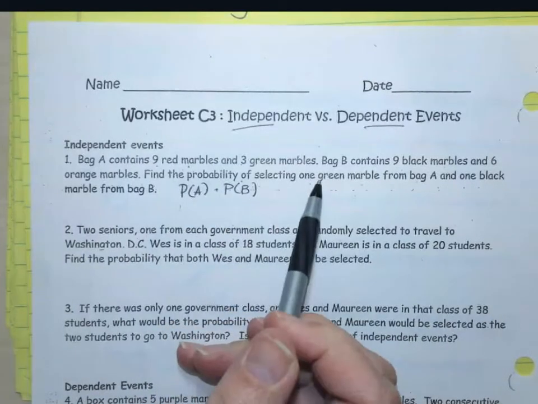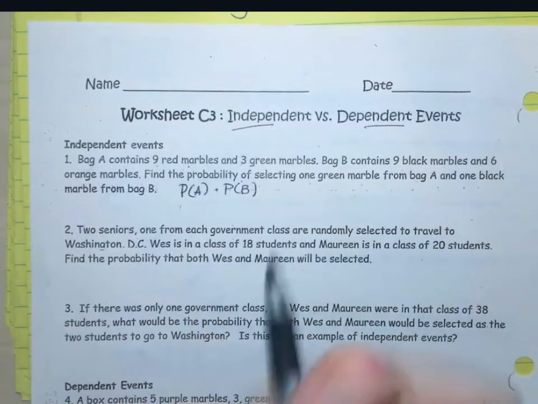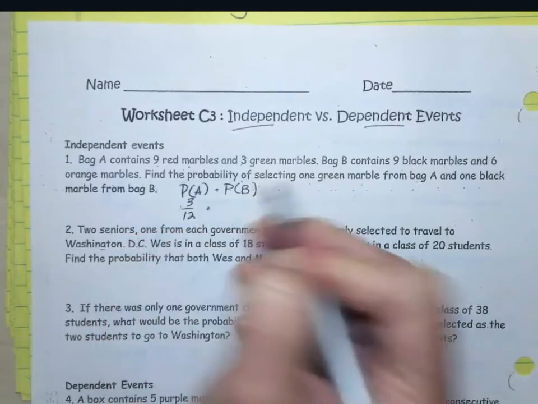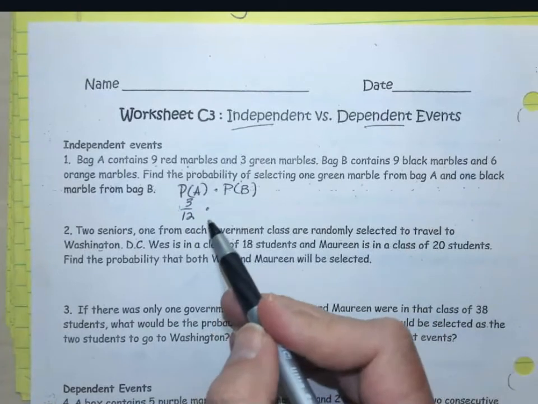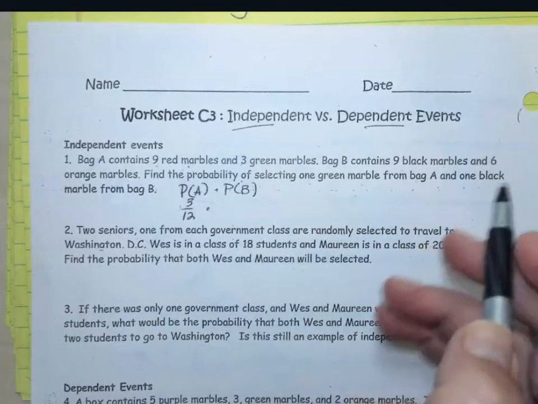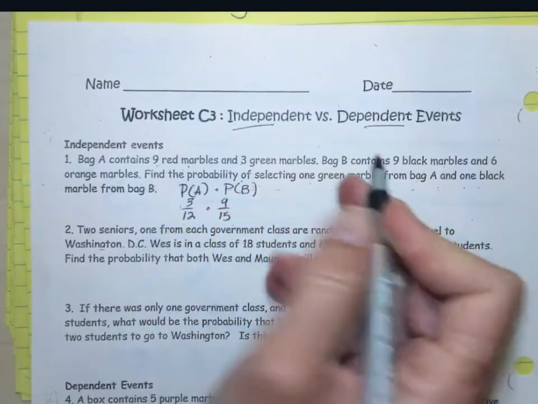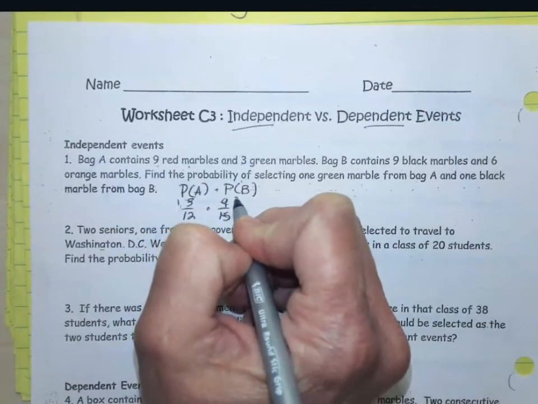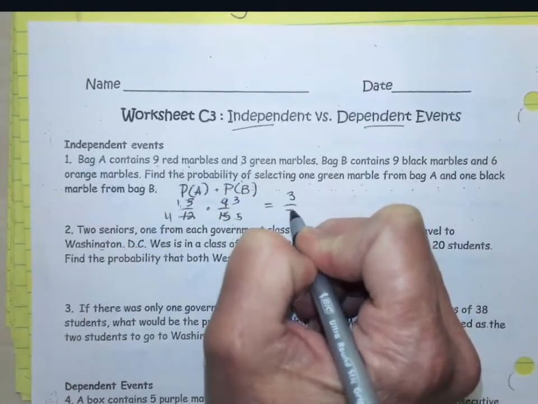So find the probability I select 1 green marble from bag A. Okay, well I've got 3 out of 12, so I have 3/12 or 1/4. And I'm going to multiply that by the probability that I get 1 black marble from bag B. So 9. There are 9 out of a total of 15. And we can cancel 3 out of that. So it looks like I end up with 3/20.